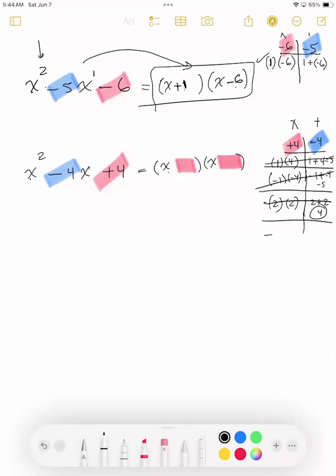How about -2 and -2? Negative times negative is +4. If I add them, I do get -4. So I put a -2 here and a -2 here. So that's how you factor this one.